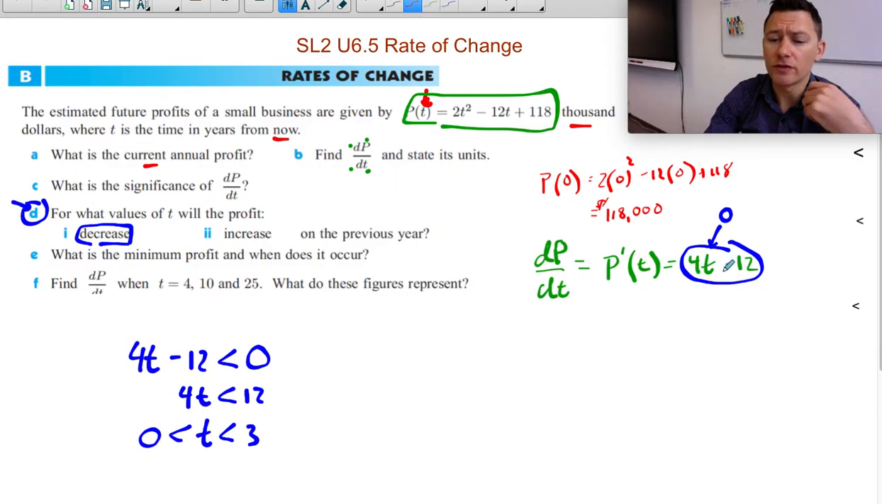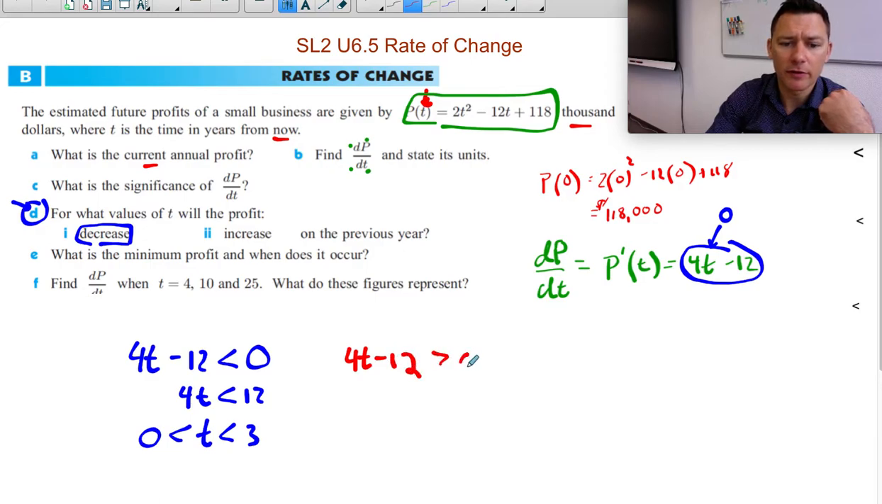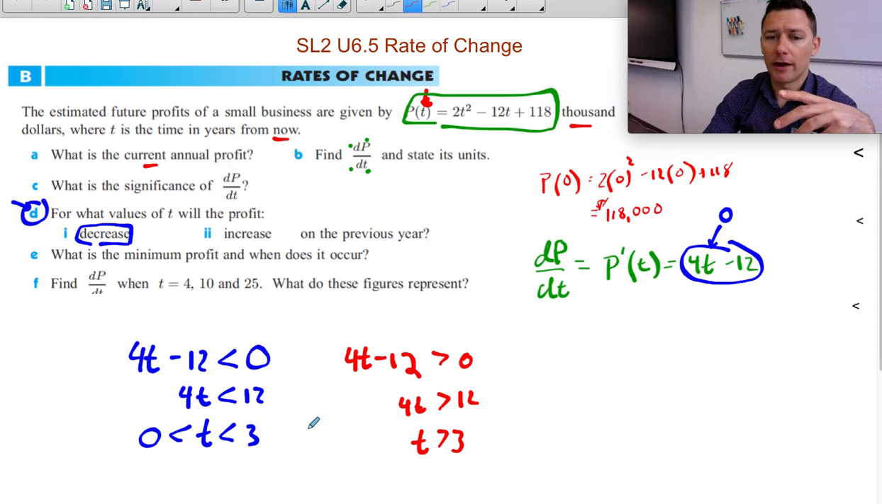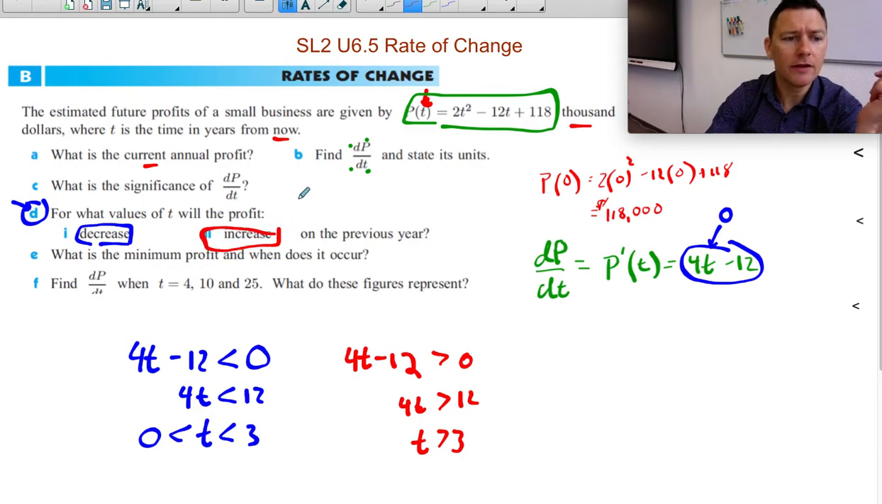Because we're using this dP/dt formula. When is it going to increase? Well, when our change in profit over time is bigger than 0. And so you'd get what? Above 3, when t is bigger than 3. So you've got to hold on and make ends meet for 3 years, and then you'll see the profits increasing. Cool, so that's that and that.